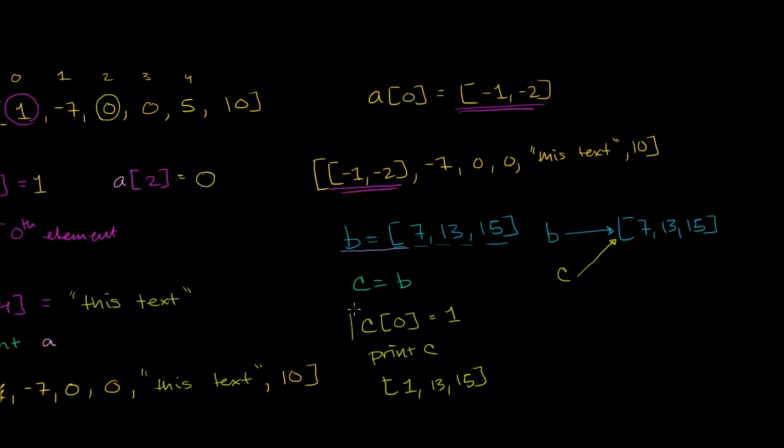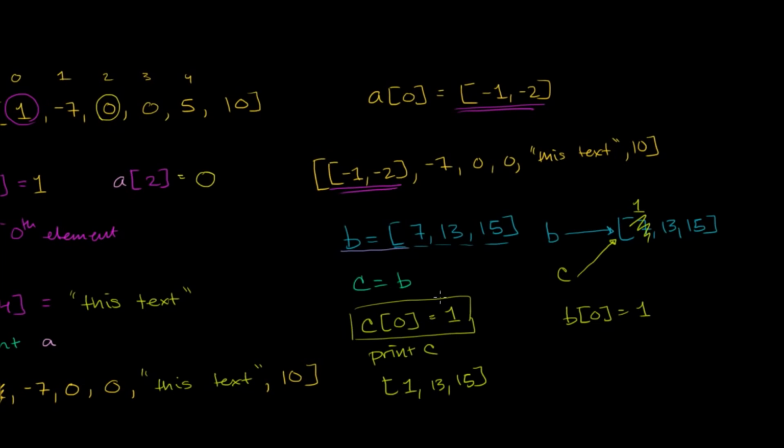And that's because this statement right over here changes what the 0th element in this list refers to. So it won't refer to a 7 anymore. It'll refer to a 1. So now if you say b of 0, this will be equal to 1 and not 7.